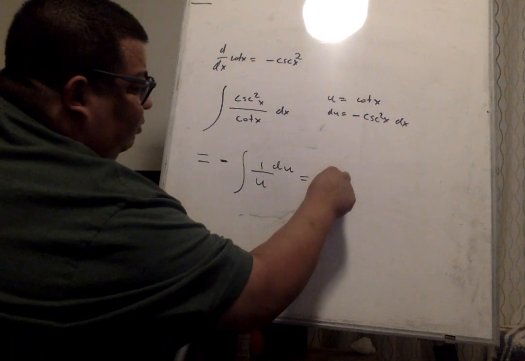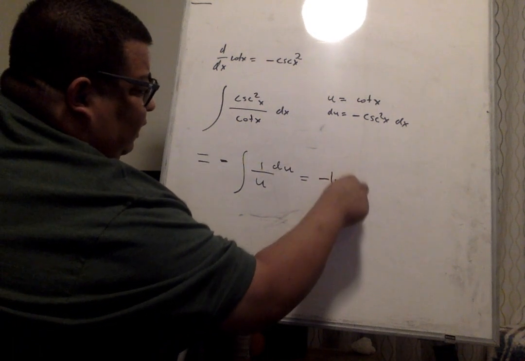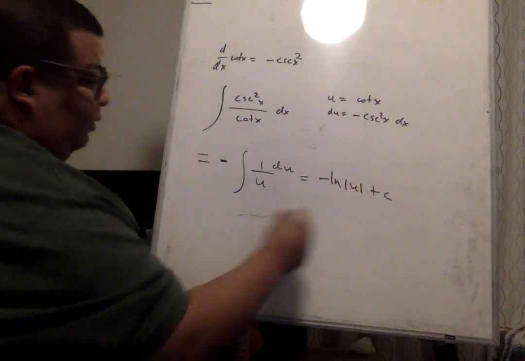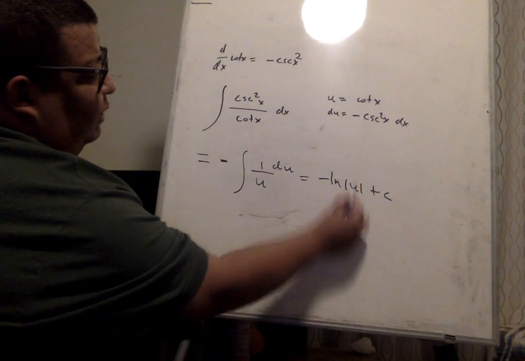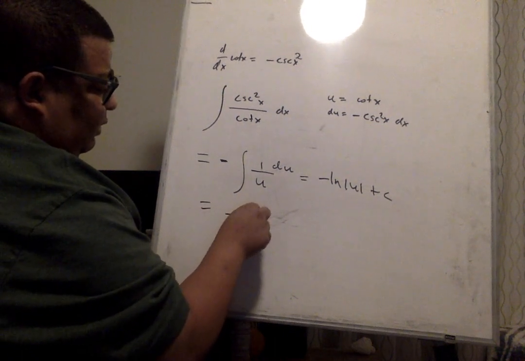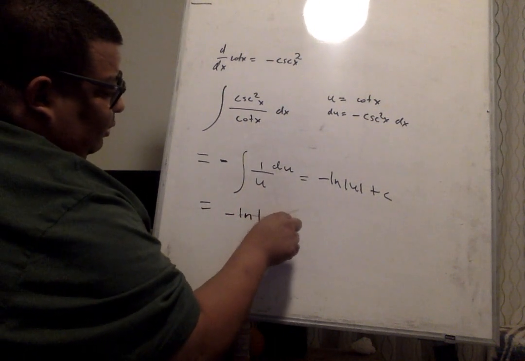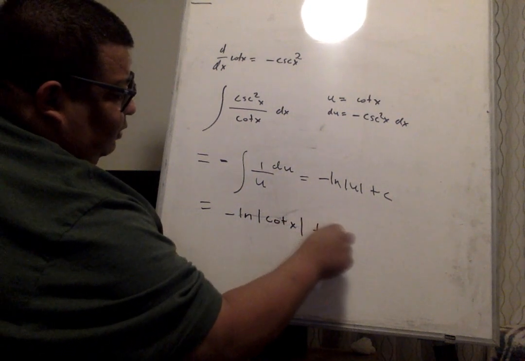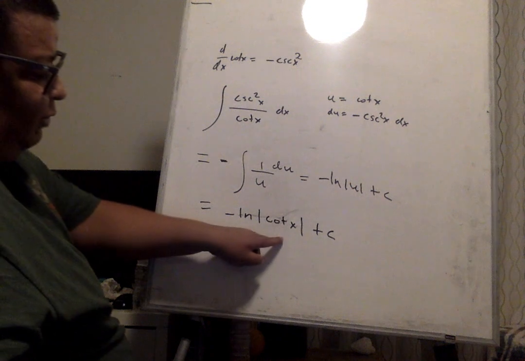That is equal to minus ln absolute value of u plus c. But remember, we need to plug u back in. What is u? Cotangent x. So that is equal to negative ln absolute value of cotangent x plus c.